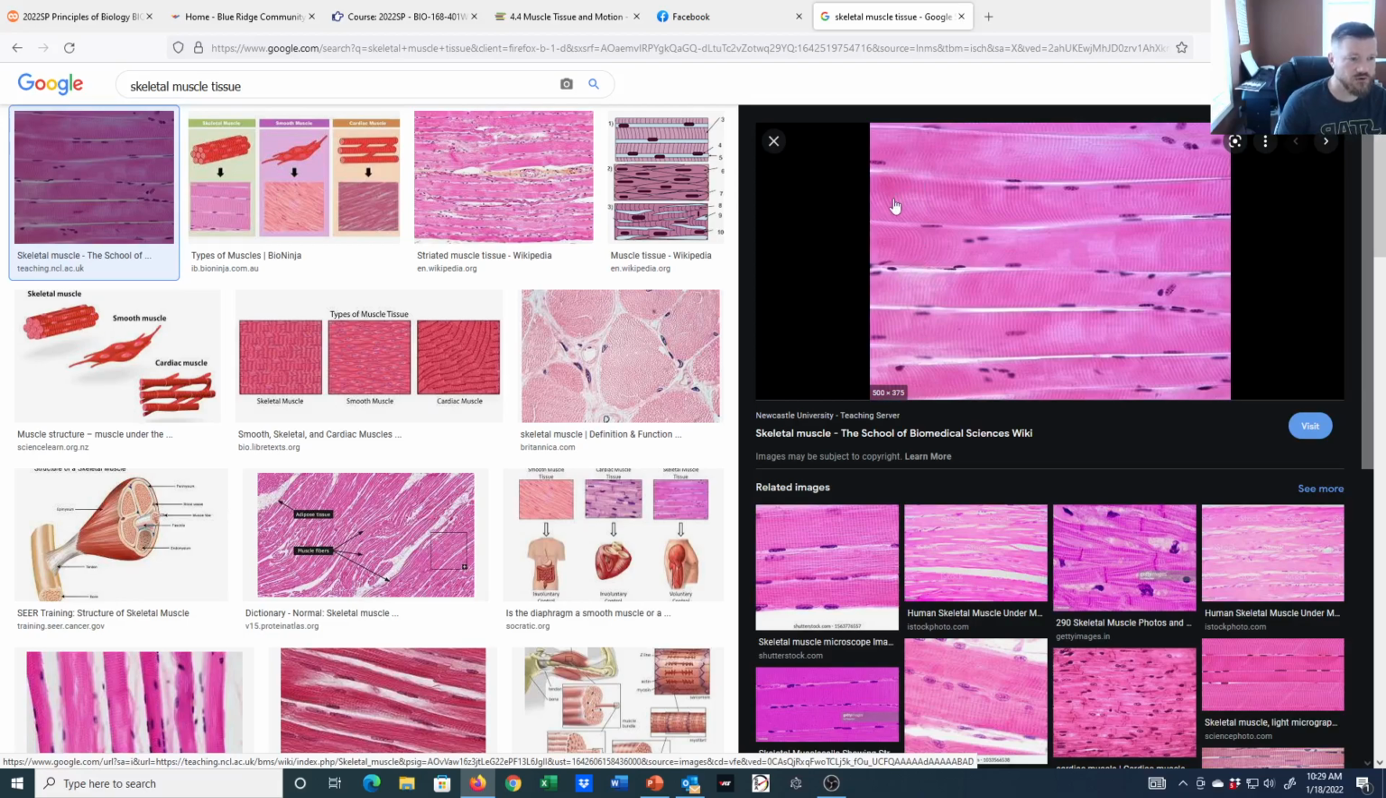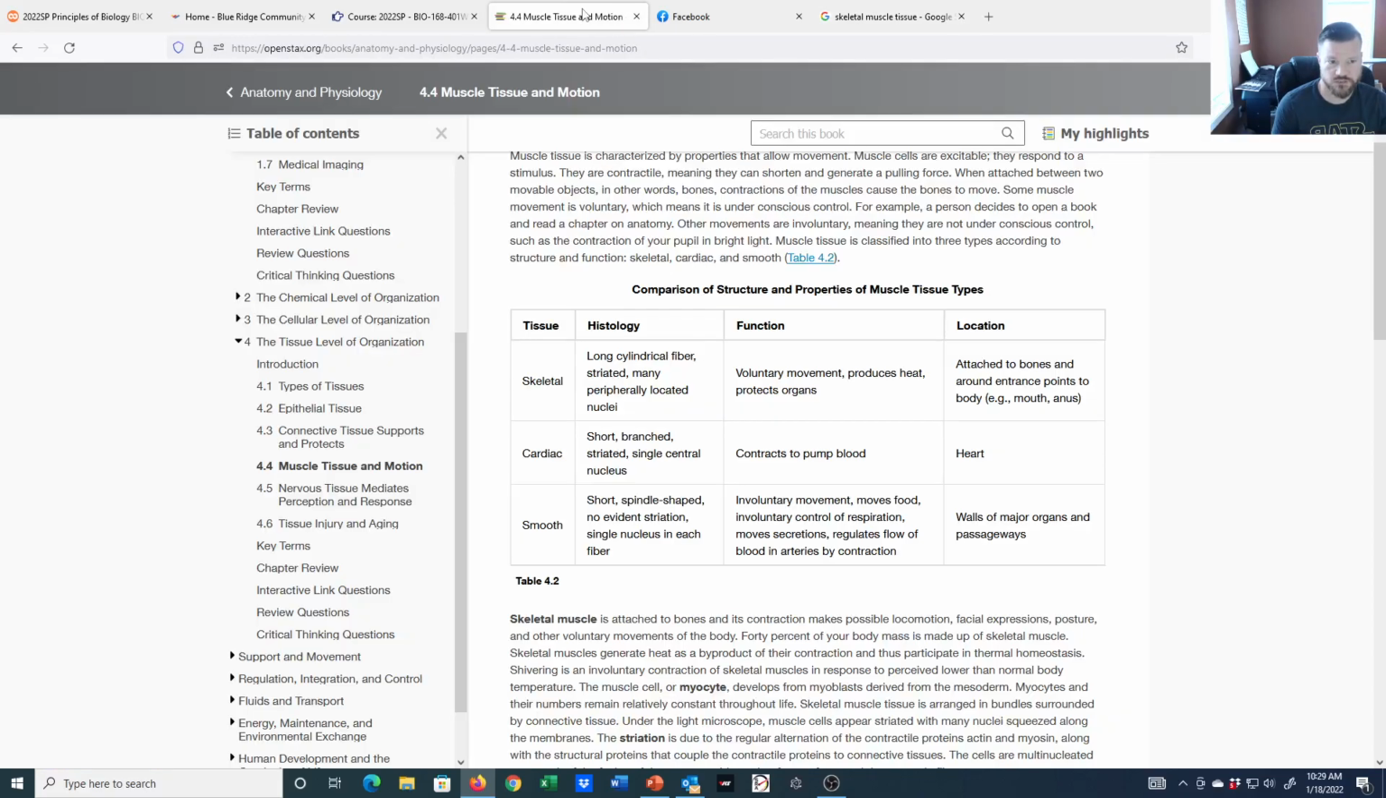So notice how this tissue looks very cylindrical, and you've got these striations in it. Those striations, that's not an artifact of an image, right? Those striations are important, and we'll talk about those striations later when we talk about the muscular system itself, right? So very long cylindrical cells with multiple nuclei, that's skeletal muscle tissue, right? Also under voluntary control. So you kind of have to think about contracting those.